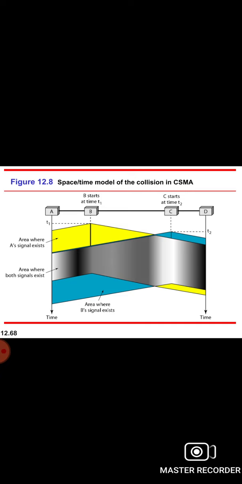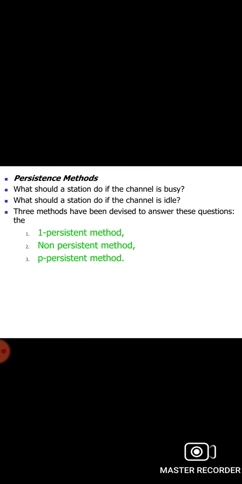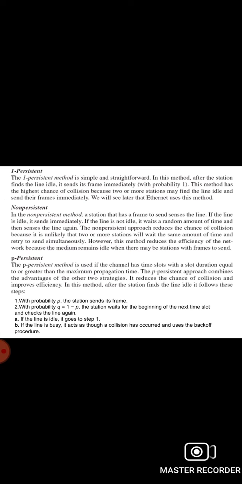What should a station do if the channel is busy? And what should a station do if the channel is idle? Three methods have been devised to answer these questions: the one-persistent method, the non-persistent method, and the p-persistent method. Let us see them one by one. This diagram shows all three methods.